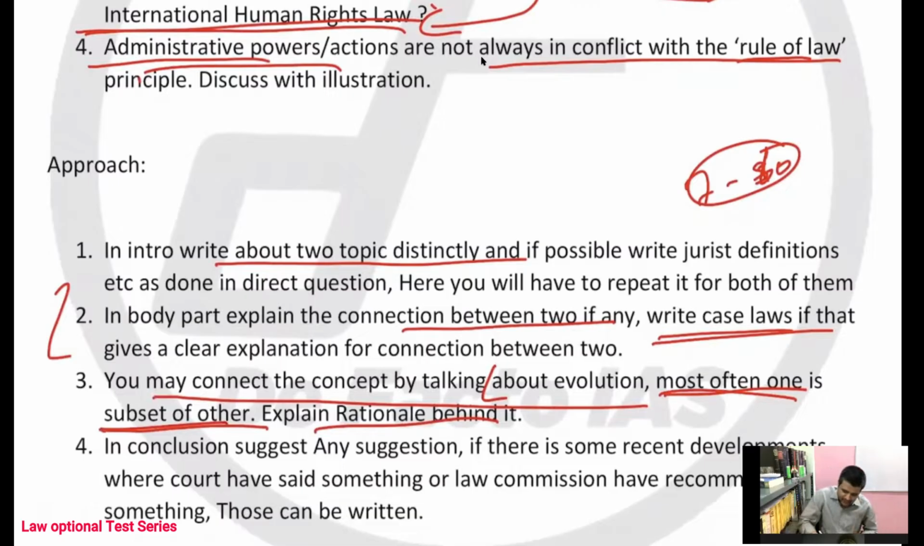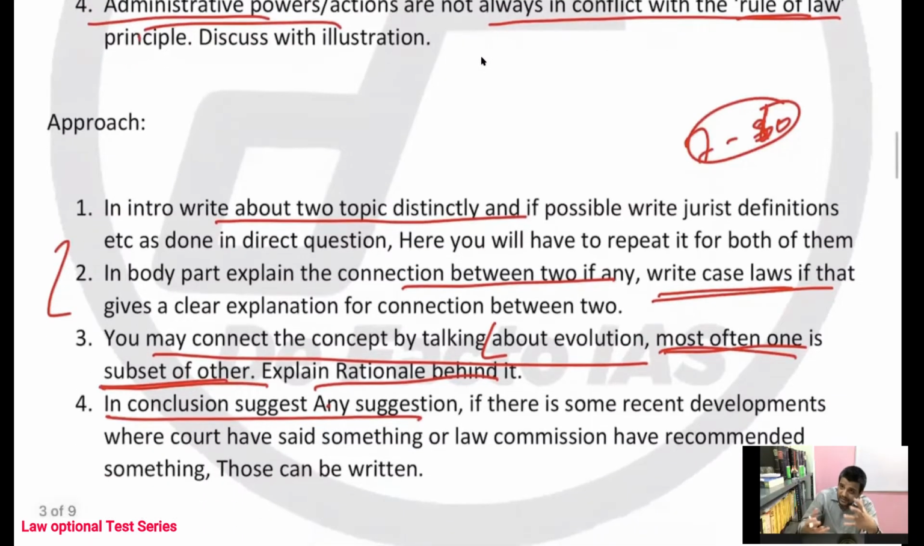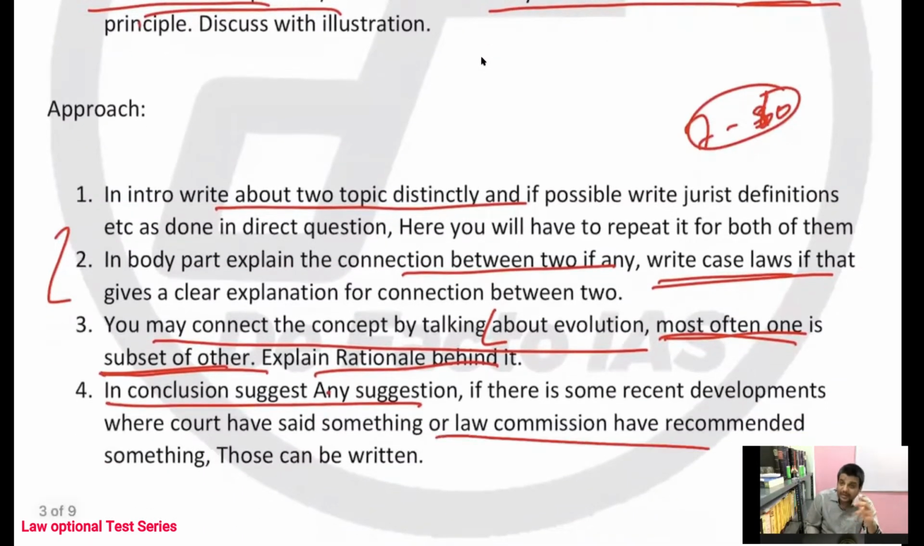Then in the conclusion, do the same thing: write some suggestion if you want. Or you can explain that these are the recent trends that have been followed. And if the topic relates to the law commission, if it has been the subject of a law commission report, then you can cite the law commission report for that.